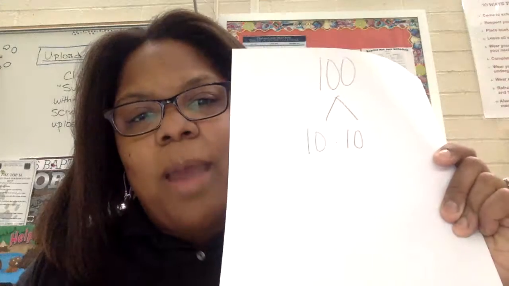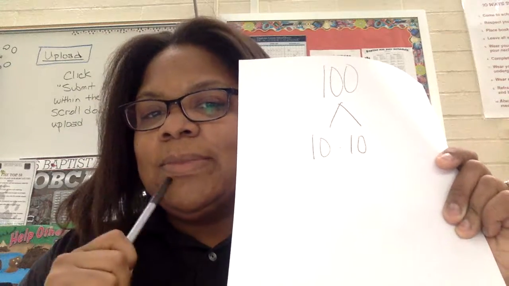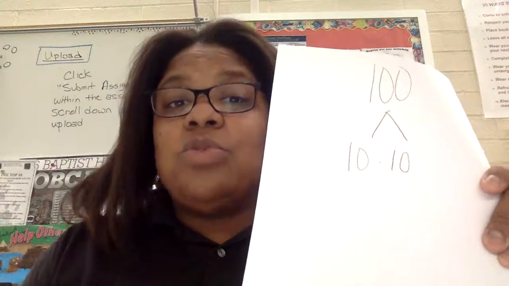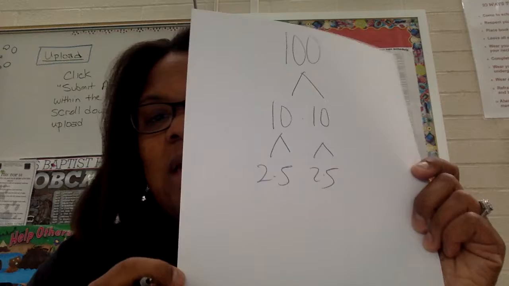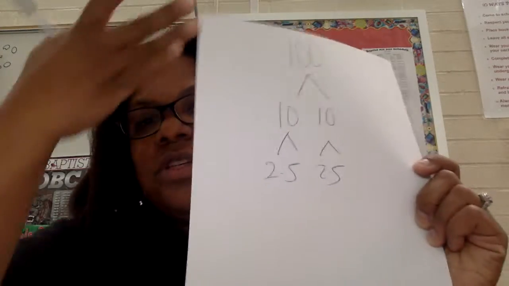Is 10 a prime number or not? Perfect. It is not a prime number, so we need to make it one. So what two numbers can we multiply to get 10? Great, 2 and 5. So now we have 2 times 2 times 5 times 2. 10 and 10 gives us 100.